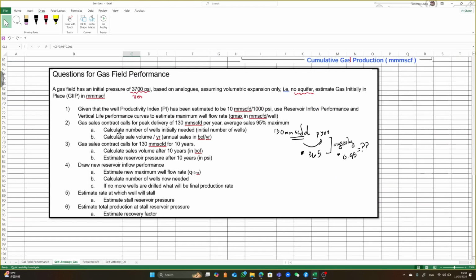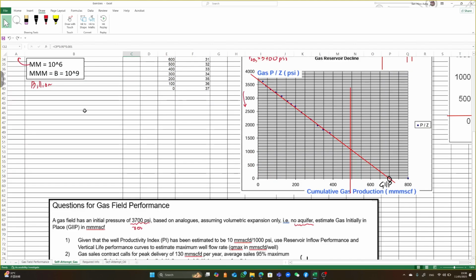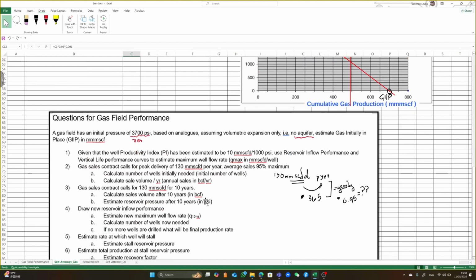So it asks us to calculate the sale volume per year. We have calculated it to be 45.0775 billion standard cubic feet per year sold. It's finished. To make sure we know what we have calculated, let's put a tick over everything we have done. Okay, we got it. And then another question.